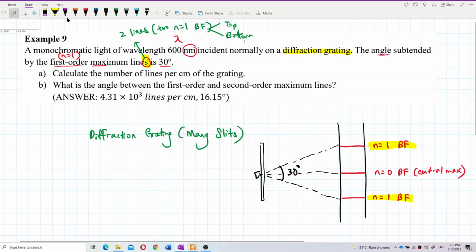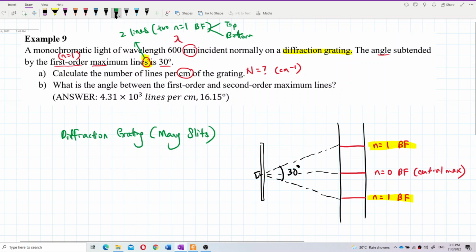Number of lines per centimeter. So be careful, this one is in centimeter. This question is asking about n, but the unit is per centimeter, so you have to change it to per centimeter. So how to do these questions? Go back to the theory about diffraction grating. Remember, diffraction grating only investigates bright fringe.